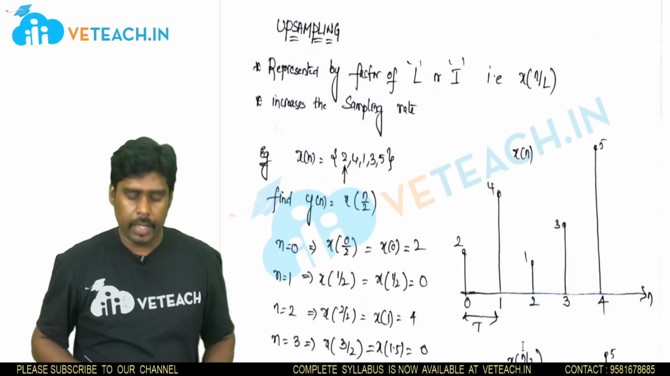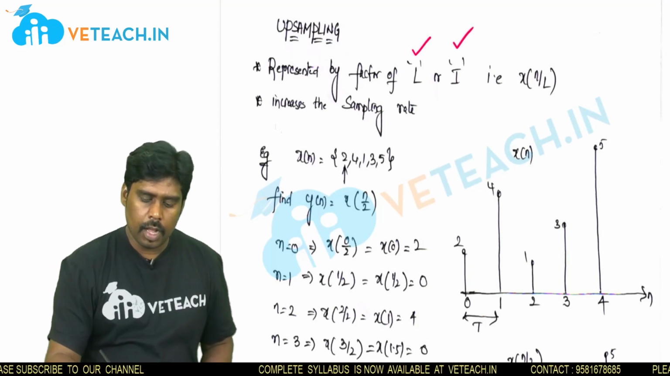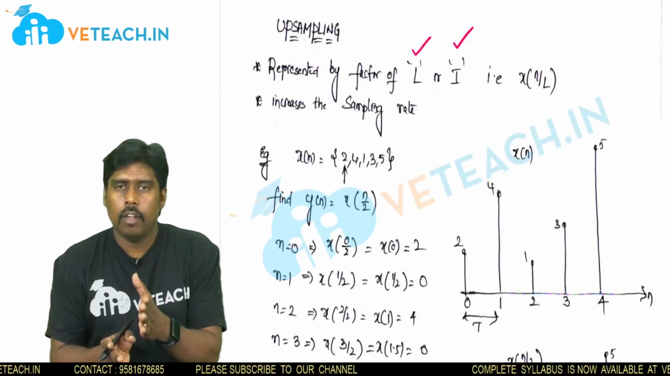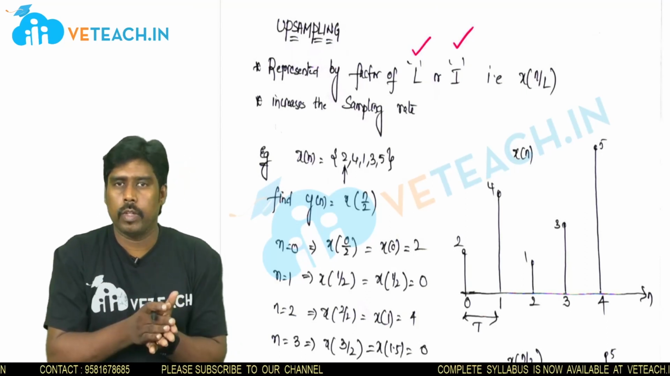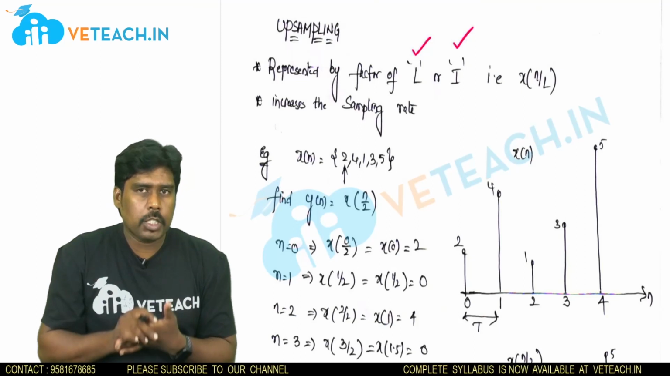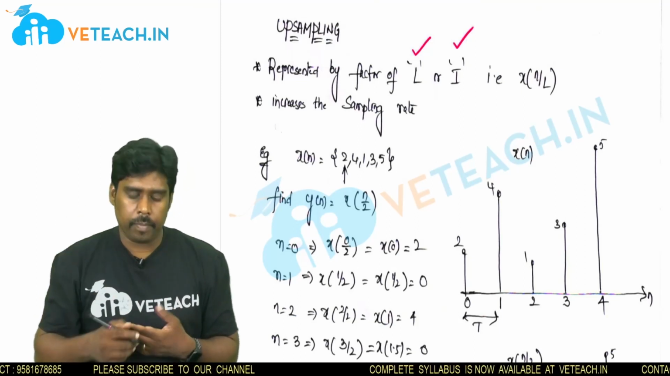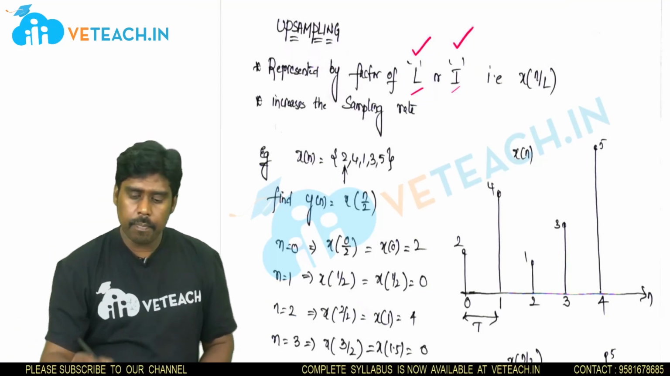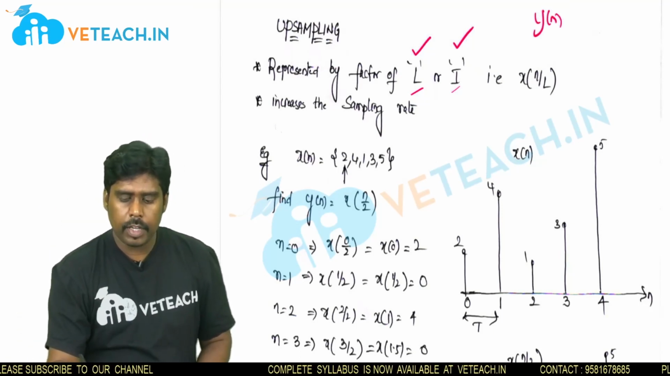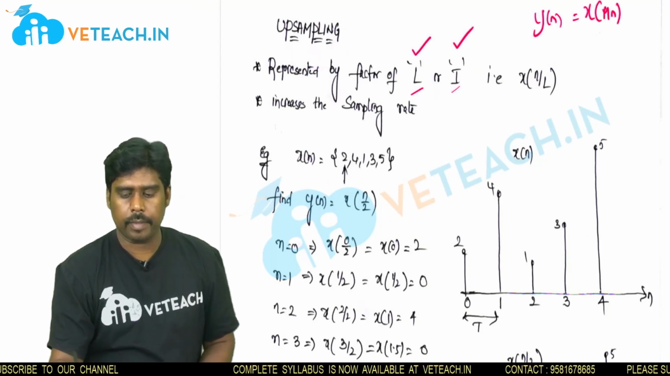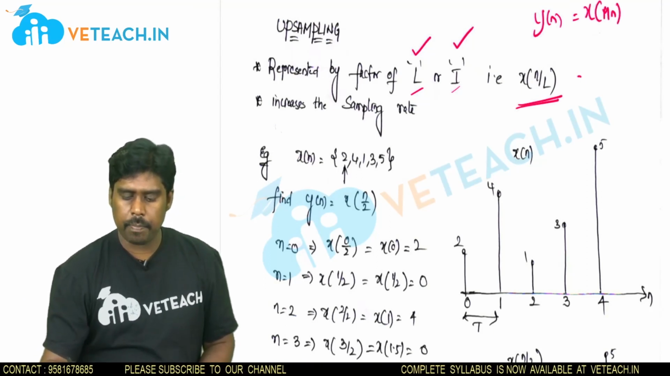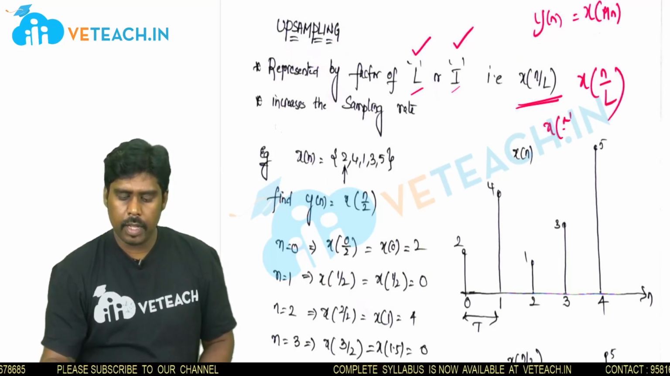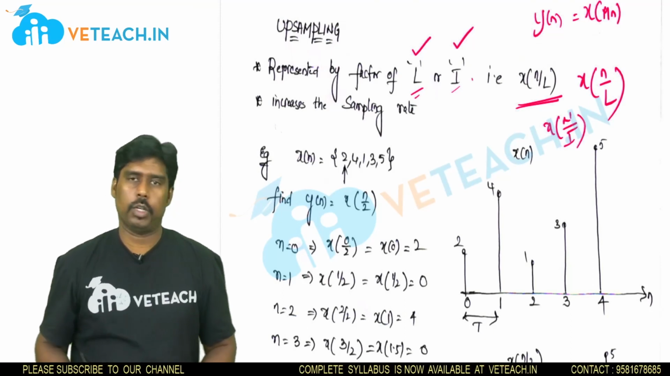Upsampling is represented with L or capital I. Please try to understand upsampling by comparing it with downsampling. In downsampling, the letters used are M or D, and here it is L or I. Downsampling is represented by y of n equal to x of Mn, and upsampling is represented by x of n by L or x of n by I, whatever it is.